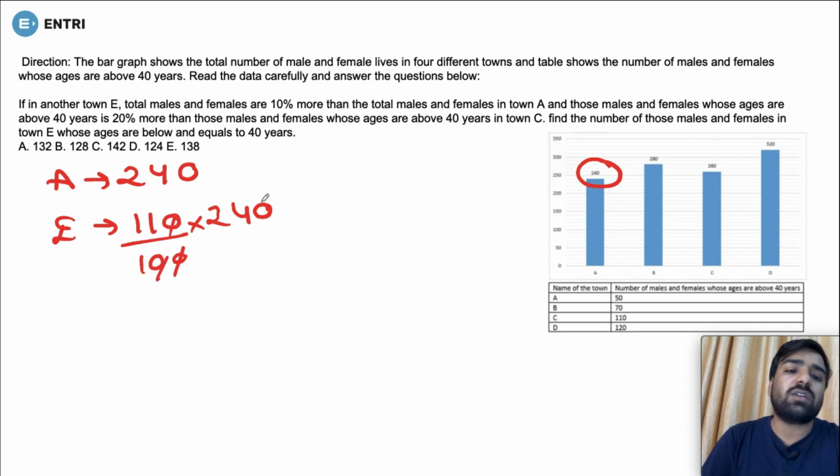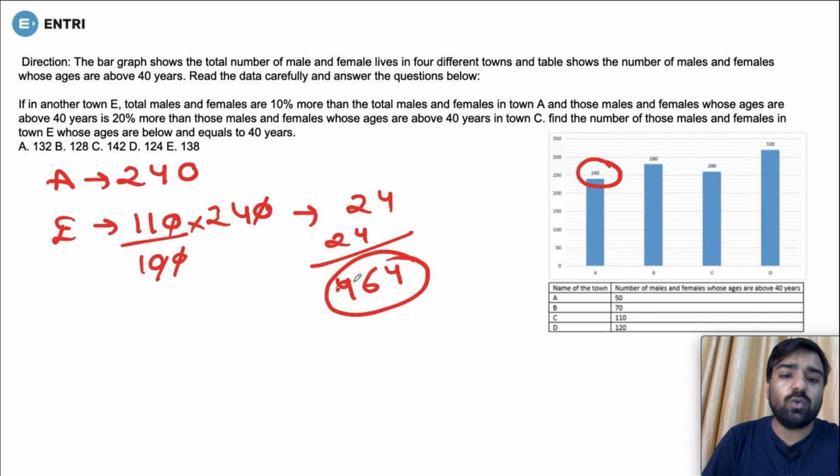So the zeros cancel out, and your answer is 264. So in town E, the total number of people is 264. Now what are they saying? Those males and females whose ages are above 40 years are 20% more than those males and females whose ages are above 40 years in town C.